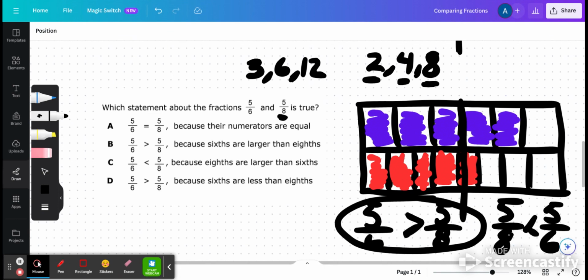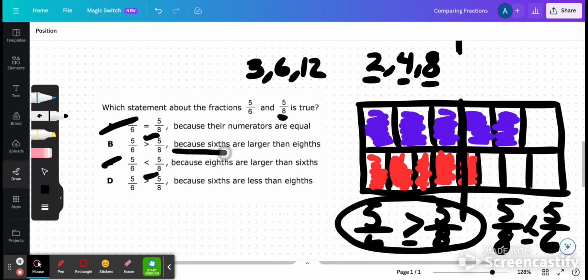So make sure you know how to write your comparison statements both ways, with a greater than statement and a less than. So I know they're not equal, so I can get rid of A. So 5/6 is greater than 5/8. That part is right. 5/6 is less than 5/8. That one is incorrect. And then this one says 5/6 is greater than 5/8. So those 2 parts are right. So now we need to figure out why they are different. So which one is incorrect?